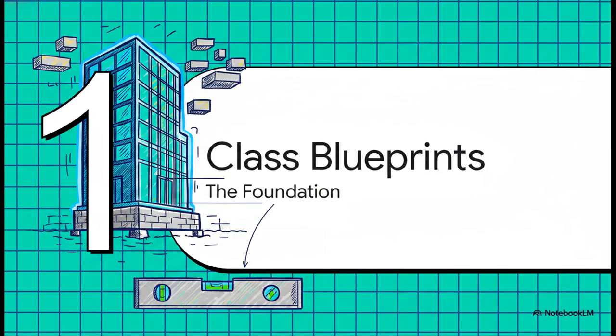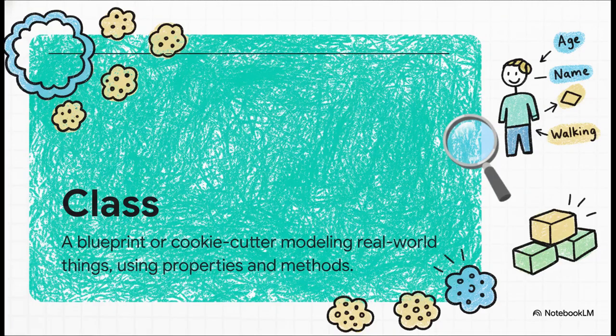All right, Section 1, Class Blueprints and Basics, the foundation. Every great architecture starts right here. So at its core, what is a class? Well, it's really just a blueprint. You can think of it like a cookie cutter that we use to stamp out objects that model real-world things.